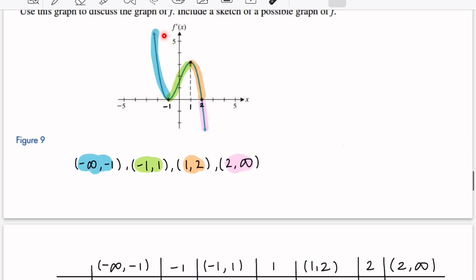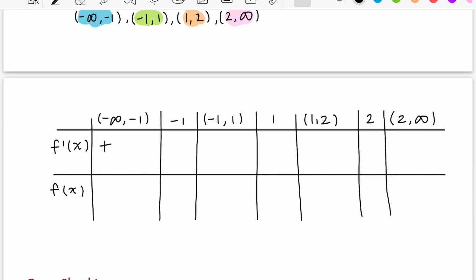But we also see that all of our f of x values in this region are positive. Okay, so our derivative, all of our output values are positive, but this guy is decreasing. So positive and decreasing. Okay. So since our derivative is positive, our function is going to be increasing. And since our derivative is decreasing, our function is going to be concave down. Okay.